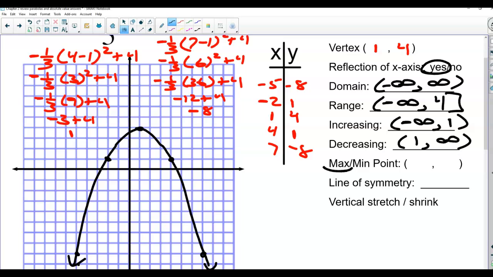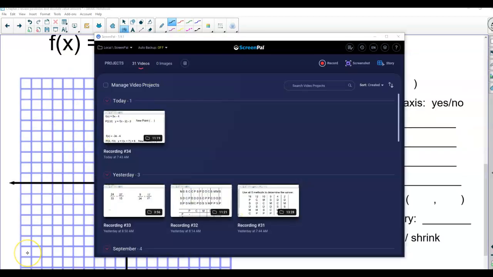It's a maximum point. Just read the graph. The graph doesn't go any higher than the vertex. And that maximum point is the vertex. The line of symmetry is always x equals the x-coordinate of the vertex. And since my a is less than 1 and greater than negative 1, we have vertical shrink. And that's how the question will look on the test.